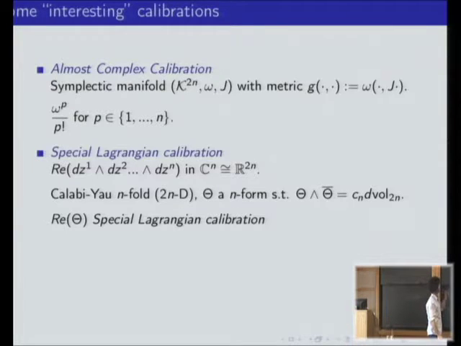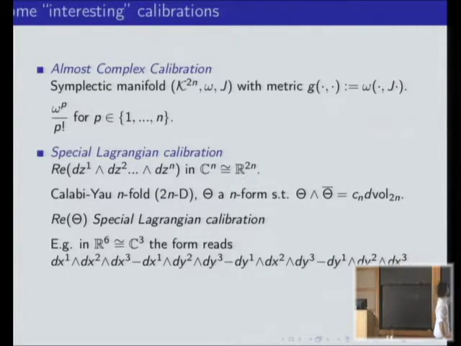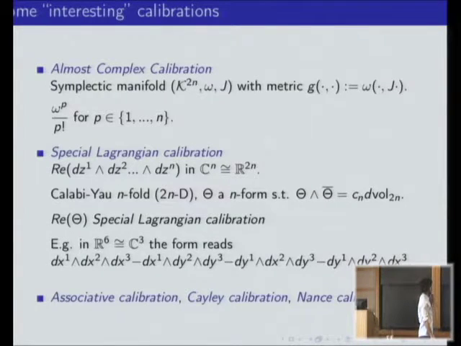There is a non-flat analog of this calibration in Calabi-Yau n-folds. If you take n equals 3, this will be the explicit form of the calibration in real coordinates. And there are way more examples that you can look at, but I don't really have time to list them. So the one you should really keep in mind is this one. I will also mention this at some point, this special Lagrangian calibration in R^6.